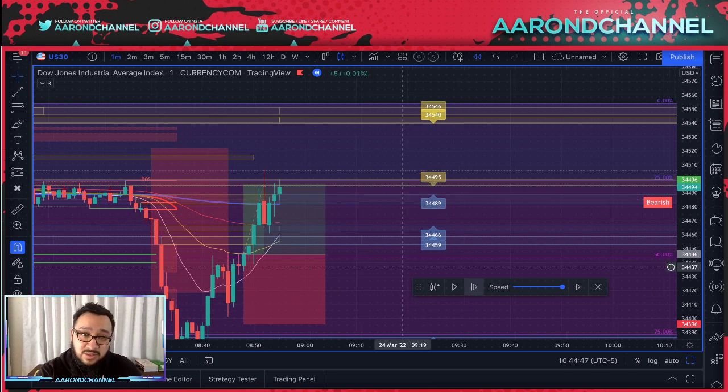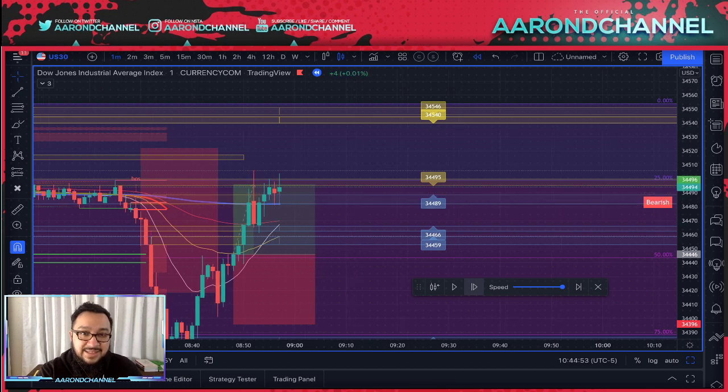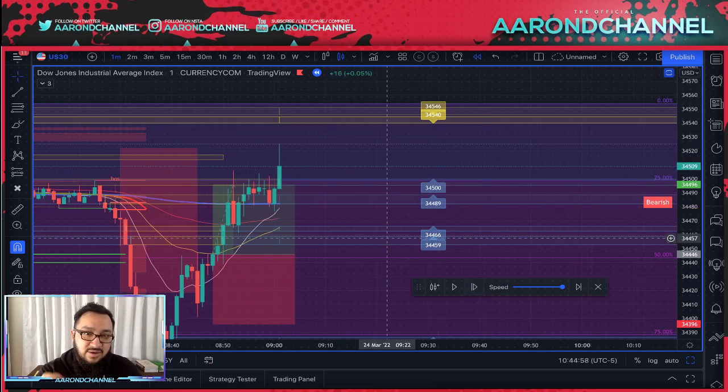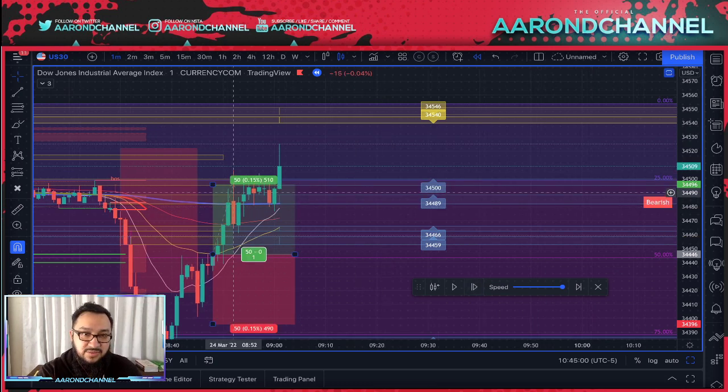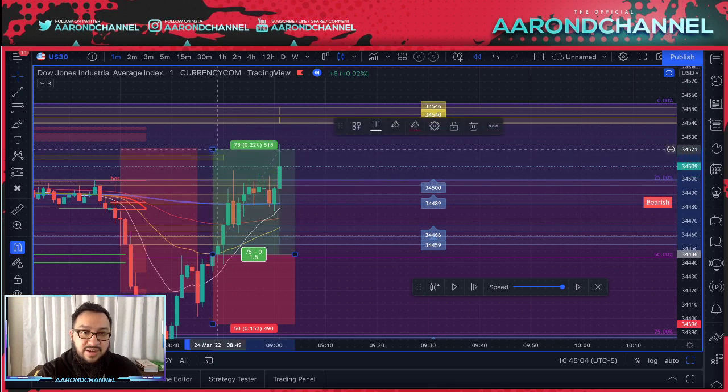We hit a 1-to-1, by the way, and we continue to watch price create new highs. We're looking for a new high or a break of structure, and there it is, a new high, a break of structure, right? We hit a 1-to-3, and at this point we hit a 1-to-5.